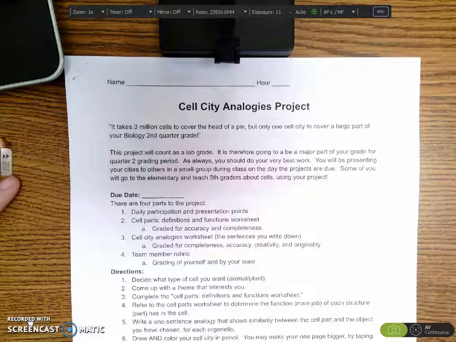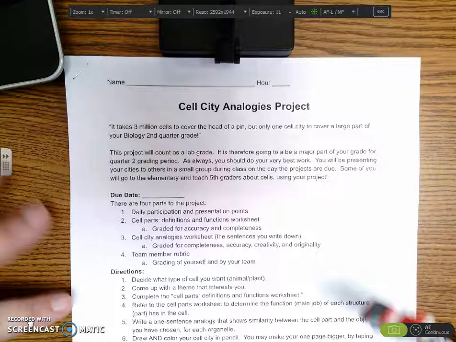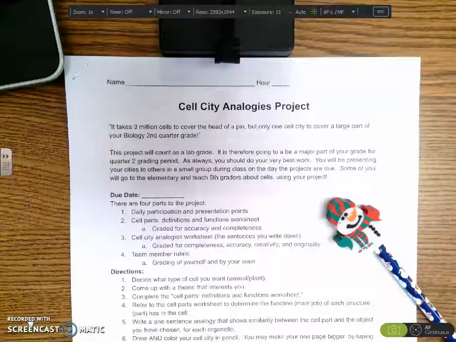And the packet says it takes 3 million cells to cover the head of a pin, but only one cell city to cover a large part of your biology second quarter grade. This project will count as a lab grade. It is therefore going to be a major part of your grade for quarter 2. As always, you should do your very best work.